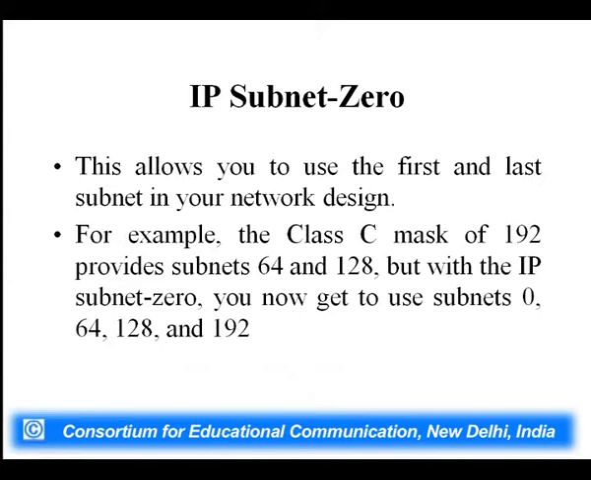If you use a class C mask of 192, it provides subnets 64 and 128. That means a class C address is 192 dot something something. Out of that, I use only the 64. The addresses are 64 and 128 as two subnets. That means you are allowed to use subnets 0, 64, 128 and 192. What does it mean now? Explained in the next slide.